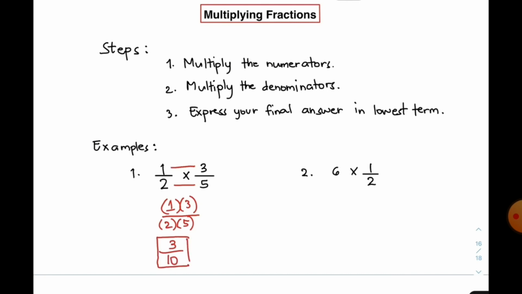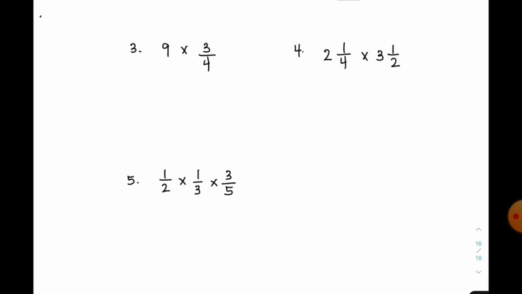So number 2 example, we have 6 times 1/2. So since 6 is a whole number, understood there is denominator 1. So that's 6 over 1. So 6 over 1 times 1/2. So again, we have to multiply first the numerators. 6 times 1, then we have the denominators 1 times 2. Okay, so the answer is 6 over 2. Then, since this can be reduced to lowest terms, 6 divided by 2, the answer is 3. That is final.